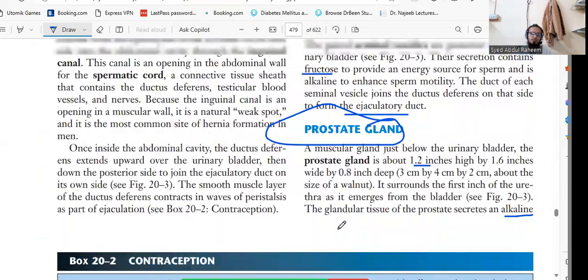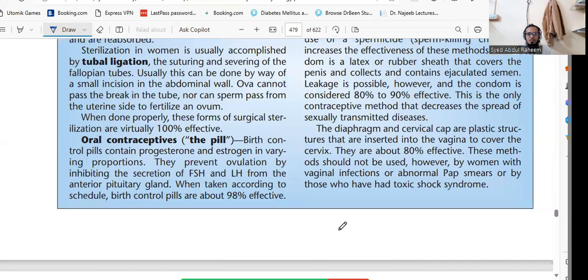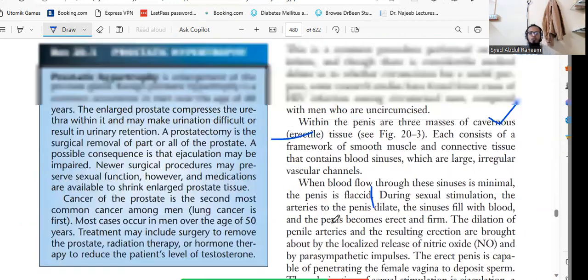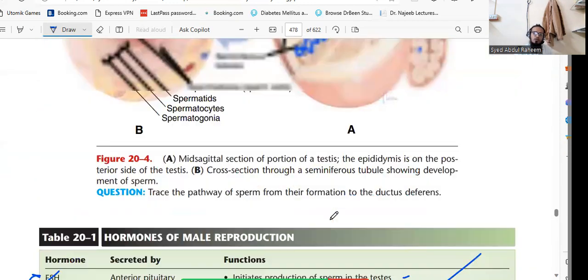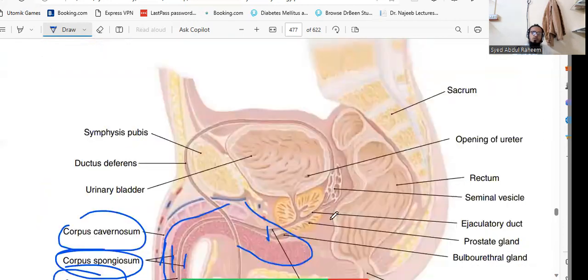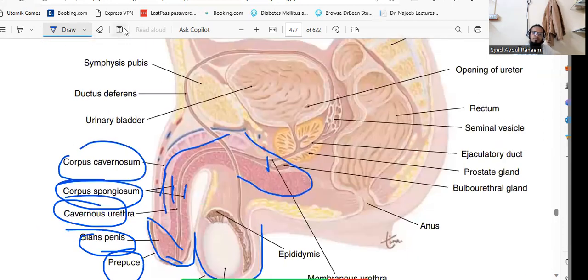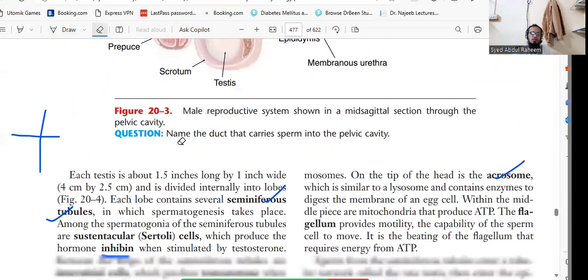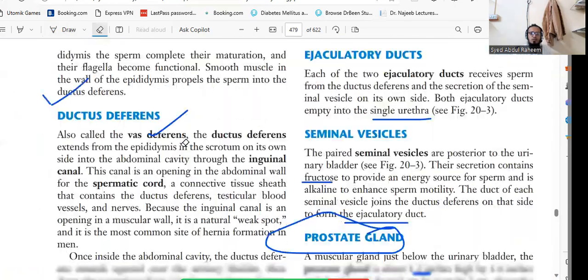So during sexual stimulation, what will happen? The arteries and the veins are dilated. The arteries are dilated, so a large amount of blood will come, and it will form an erection. Then after intercourse, the semen will travel to the vaginal part. Then fertilization will happen.